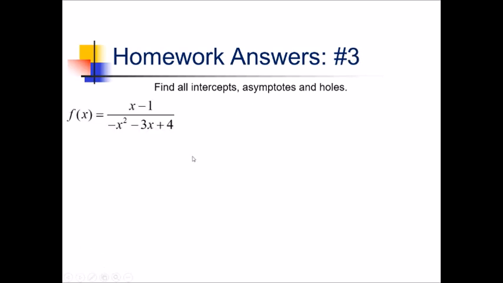Before I find all the intercepts, asymptotes, and holes for this function, it's looking like that denominator can be factored a bit, and I might be able to reduce this and cancel out some common factors. I'm not really sure, but it's worth trying.